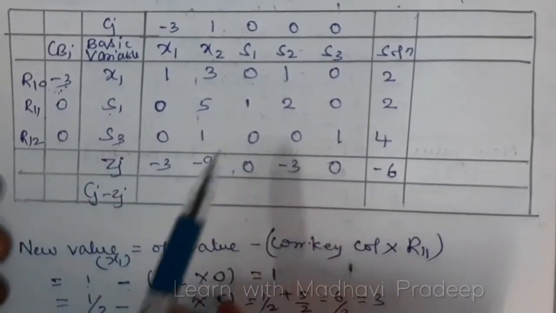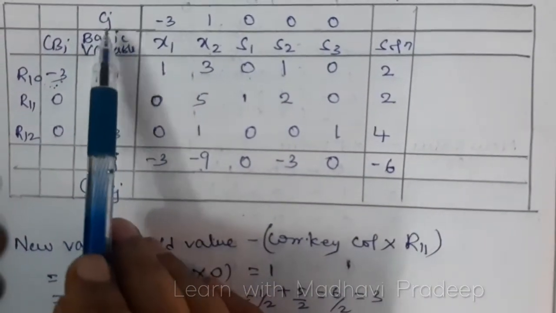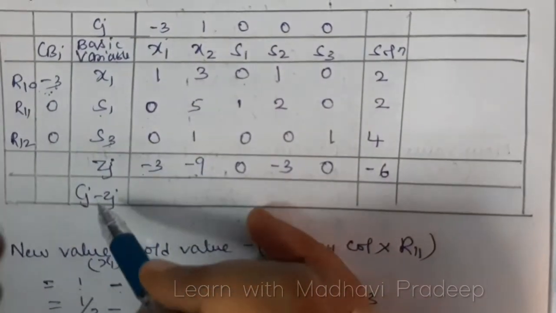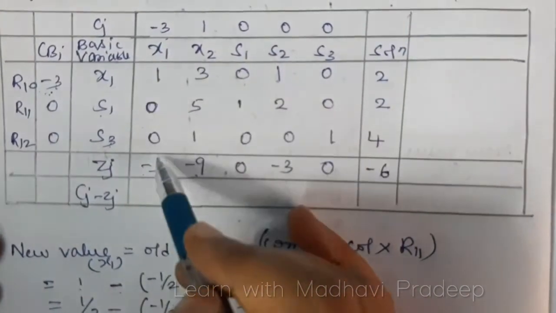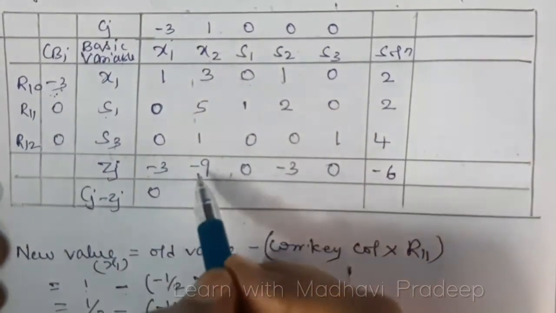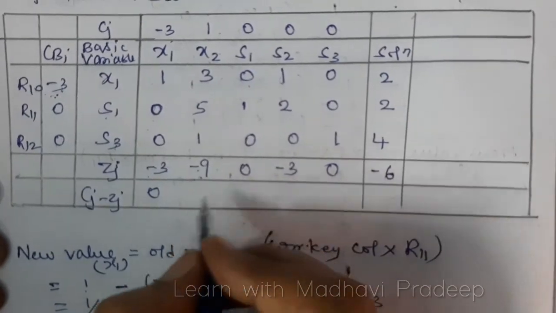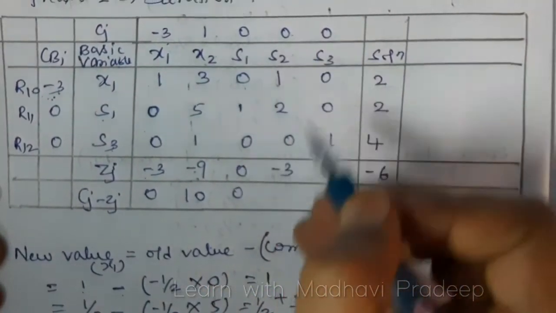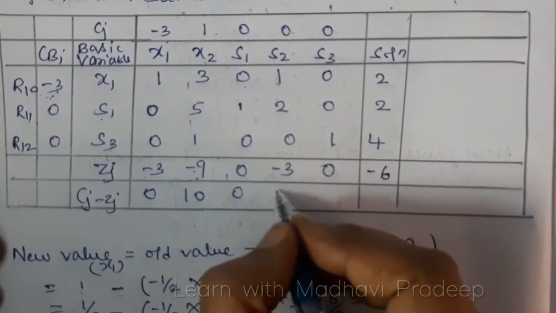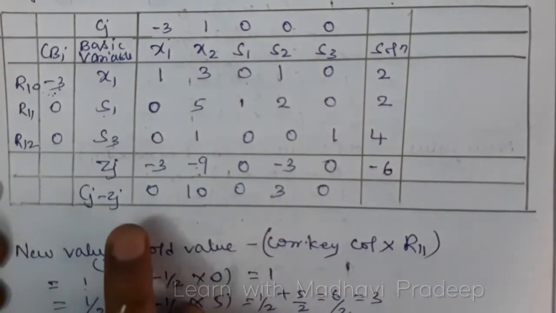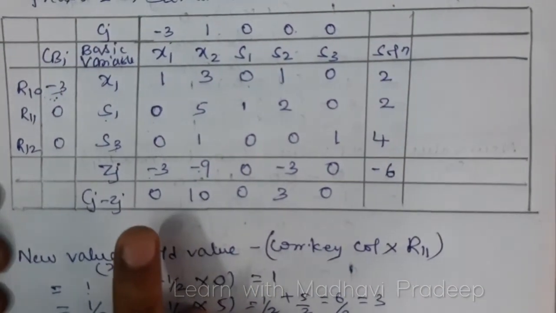We finished finding Zj. Now Cj minus Zj. We have the Cj and Zj values, subtract them. Minus 3 minus of minus 3, that is minus 3 plus 3, 0. 1 minus of minus 9, so 1 plus 9, that is 10. 0 minus 0, 0. 0 minus of minus 3, so 0 plus 3, that is 3. 0 minus 0, 0.